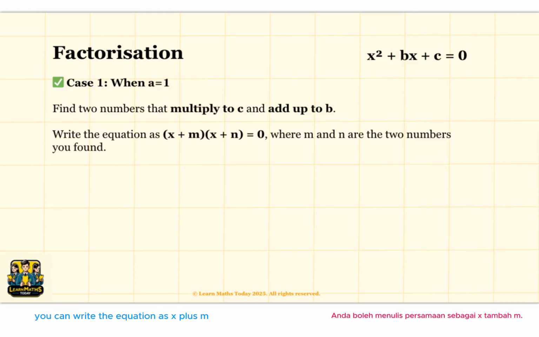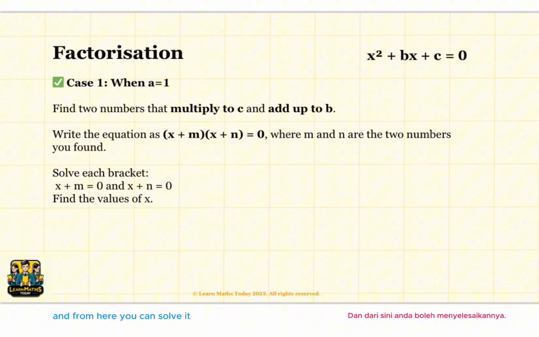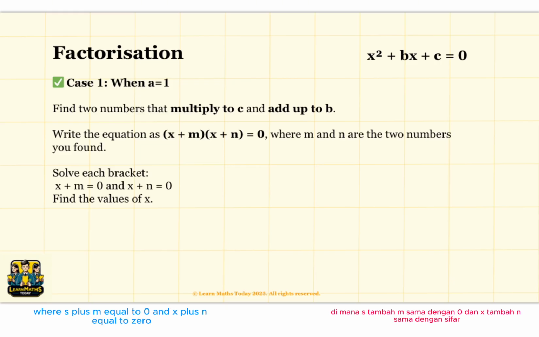And once you find them, you can write the equation as (x plus m) multiplied by (x plus n) equal to 0. And from here, you can solve it, where x plus m equals 0 and x plus n equals 0.